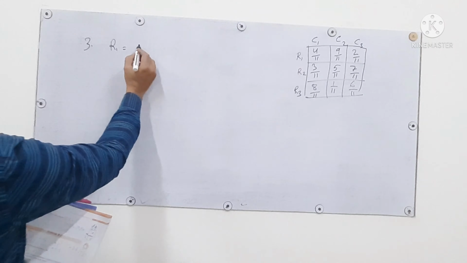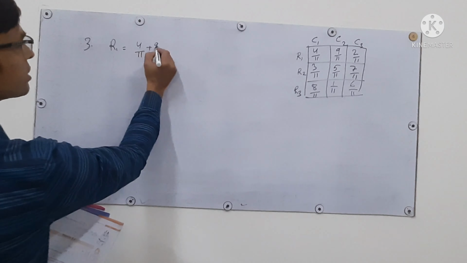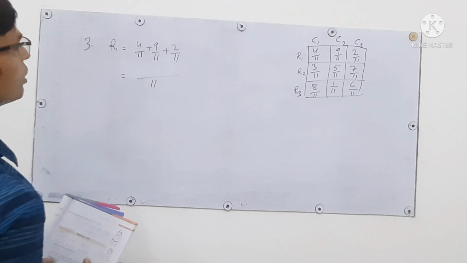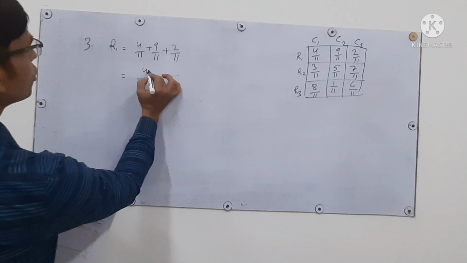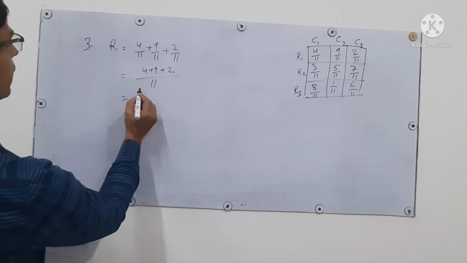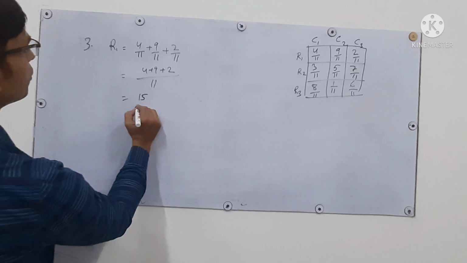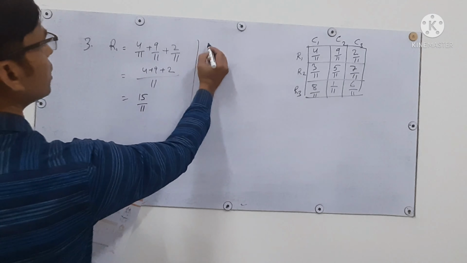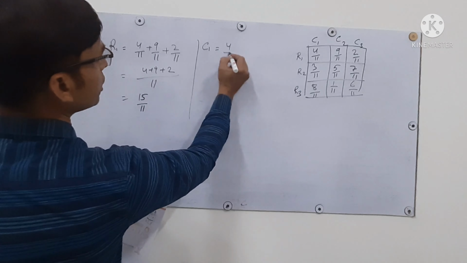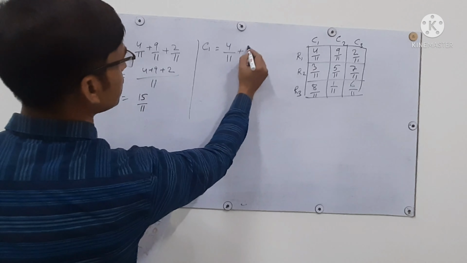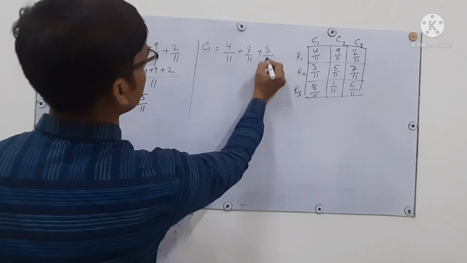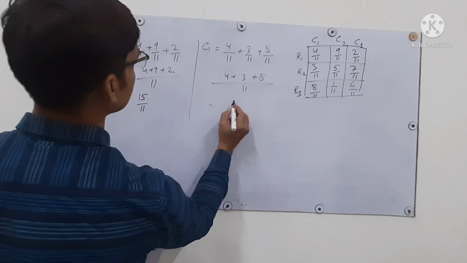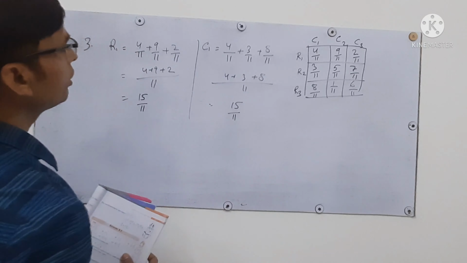For row 1 we will solve it as 4/11 plus 9/11 plus 2/11. Here the LCM will be 11, so it will be 4 plus 9 plus 2, and this will be 15/11. So the row 1 answer is 15/11. Similarly, for column 1, it is 4/11 plus 3/11 plus 8/11. Now we will solve it. It will be 4 plus 3 plus 8, and simply it will be 15/11.